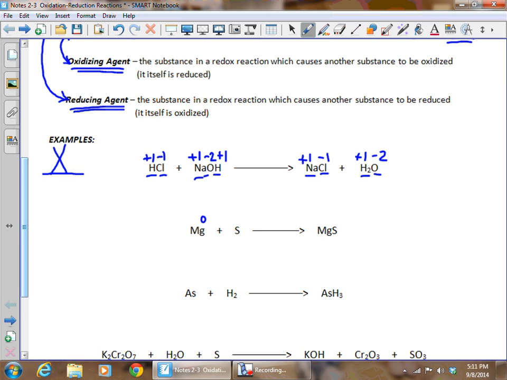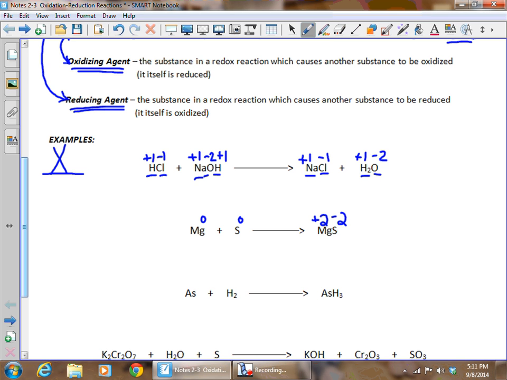Magnesium, 0. It's a free element. Sulfur, 0. And if you need any help remembering how to do these oxidation numbers, please look at the previous set of notes. It's 2-1 over assigning these oxidation numbers. I'm rushing through it today because we've already had those notes and already done an assignment over it. Magnesium sulfide, on the other hand, has a +2 for magnesium, and sulfur is a -2. It's a binary ionic compound, so sulfur has a -2 charge.